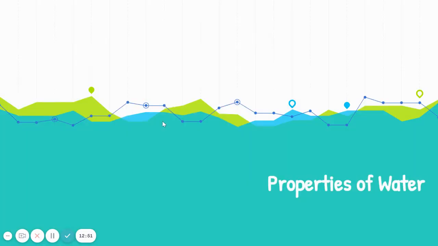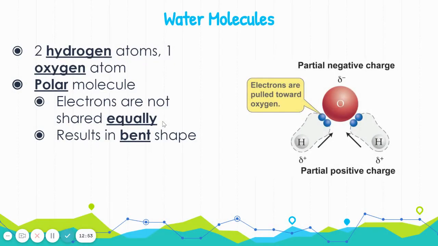And let's talk a little bit about the special properties of water. So a water molecule is made of 2 hydrogen atoms and 1 oxygen atom. It is what we call a polar molecule. A polar molecule means that the electrons are not equally shared, right? Those electrons are going to be pulled more towards the oxygen side and away from the hydrogen side. So this gives water this sort of bent shape. It means part of the water molecule will be slightly negative and part of the water molecule will be slightly positive.